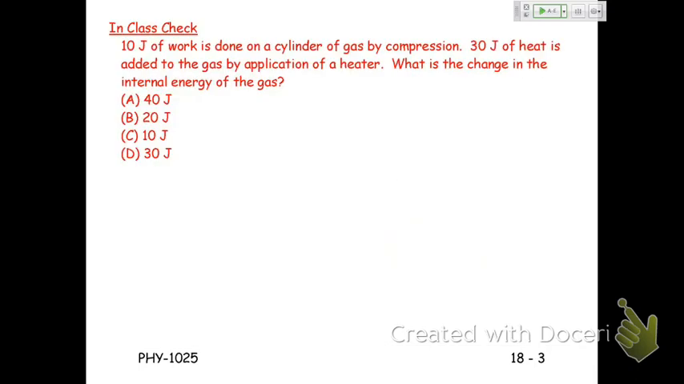So we can do an example of this, and we say, okay, 10 joules of work is done on a cylinder of gas by compression. So here's my internal energy, sometimes called thermal energy. That's the sum of all the particles' energies that make up my solid. And in this case, I have work been done, compression, so I have 10 joules of work.